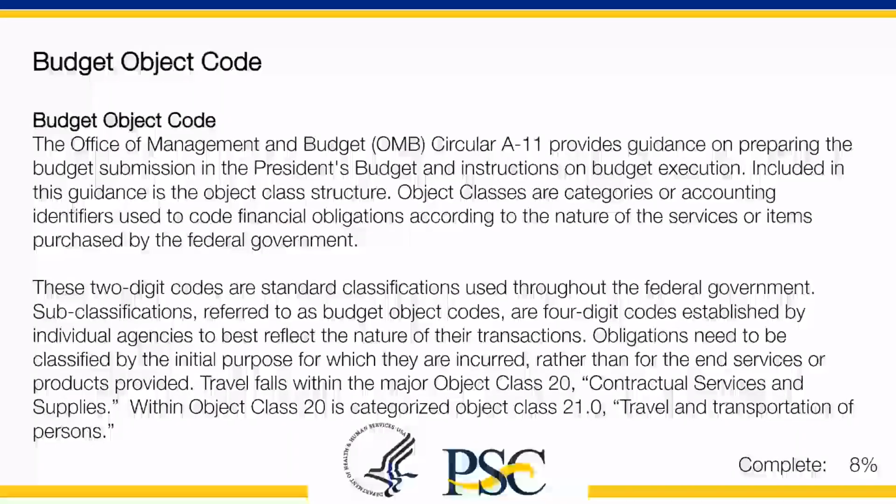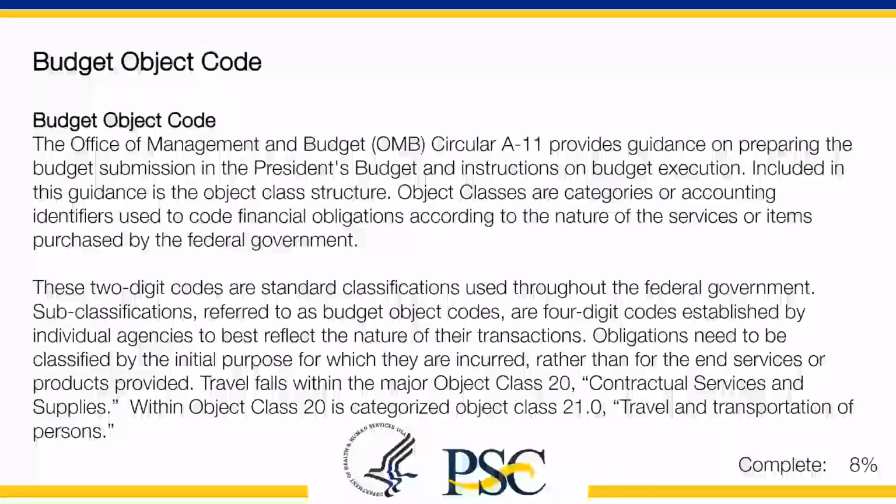Budget Object Code. The Office of Management and Budget, OMB, Circular A-11, provides guidance on preparing the budget submission in the President's budget, and instructions on budget execution. Included in this guidance is the object class structure. Object classes are categories, or accounting identifiers, used to code financial obligations according to the nature of the services or items purchased by the federal government.